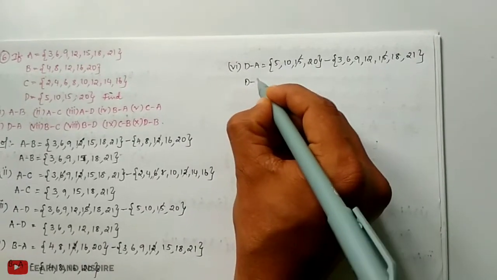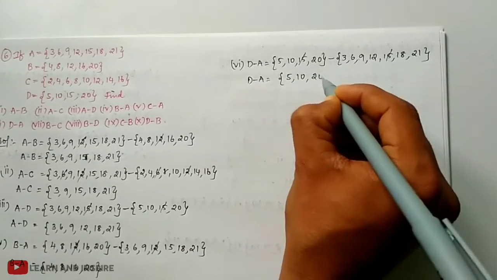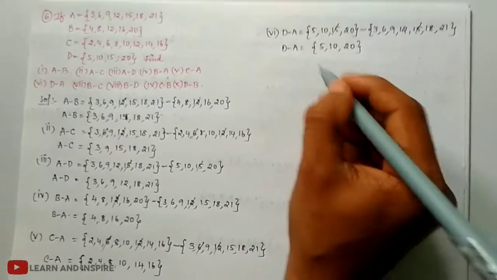So D minus A is equal to the remaining elements in the first set: 5, 10, 20. Okay, next one.